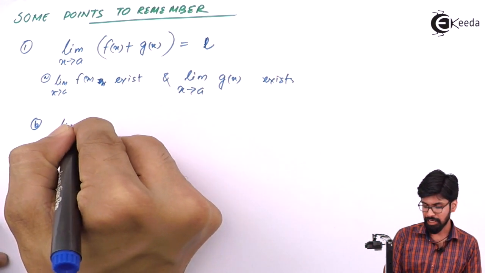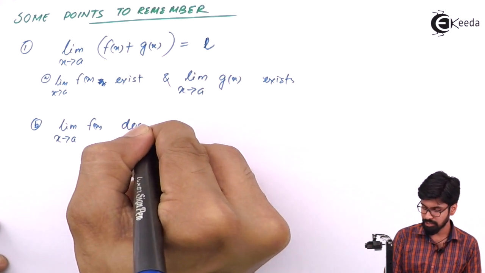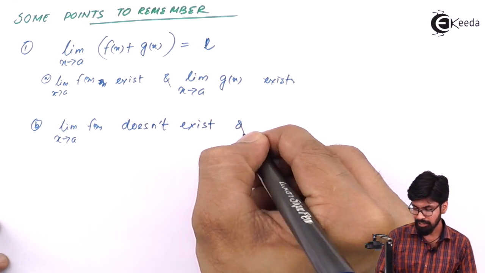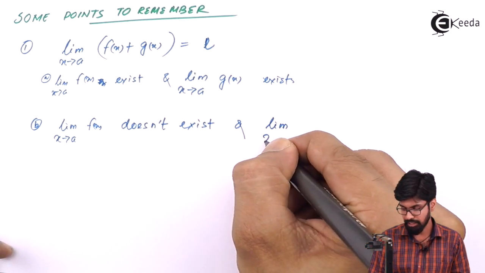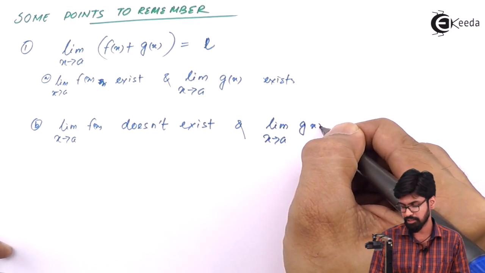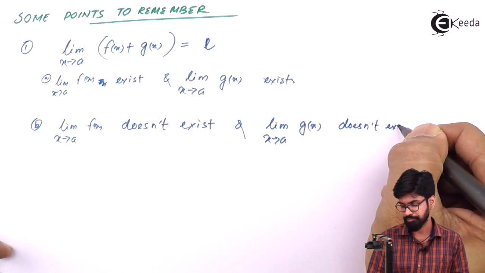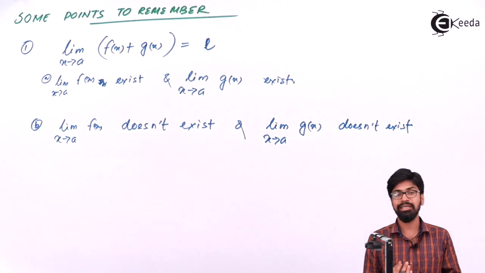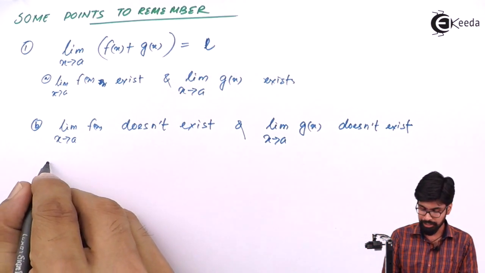देखते हैं. That says when limit x approaching a, f of x does not exist, and same is the case with g of x. Limit x approaching a, g of x also does not exist. अगर both exist नहीं करते हैं तो क्या ये ऐसा हो सकता है कि f of x plus g of x लिमिट एग्जिस्ट करेगा? देखते हैं. एक एग्जांपल लेते हैं.